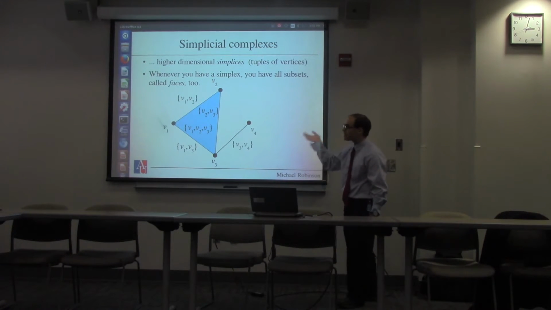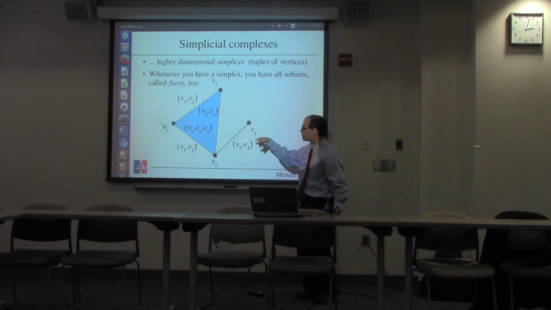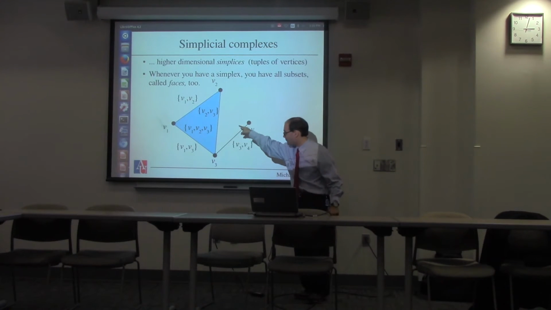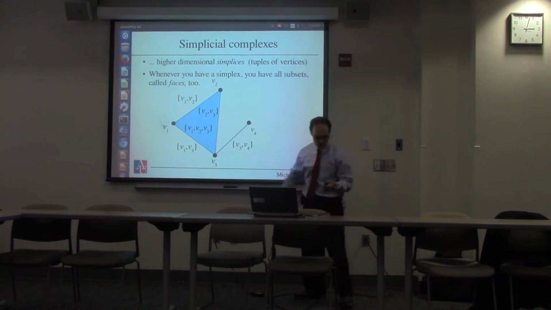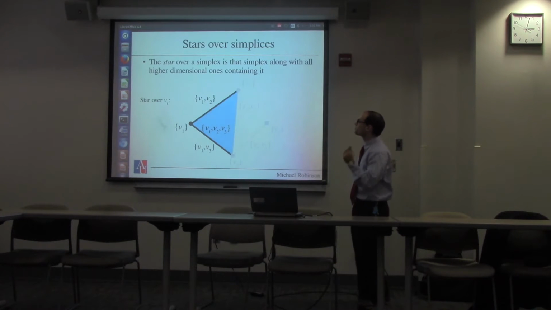Okay, so the point of the matter is, if I include this triple, I better include all of the subtuples, the doubles, the V1, V3, V2, V3, etc. Okay, so that's a simplicial complex.